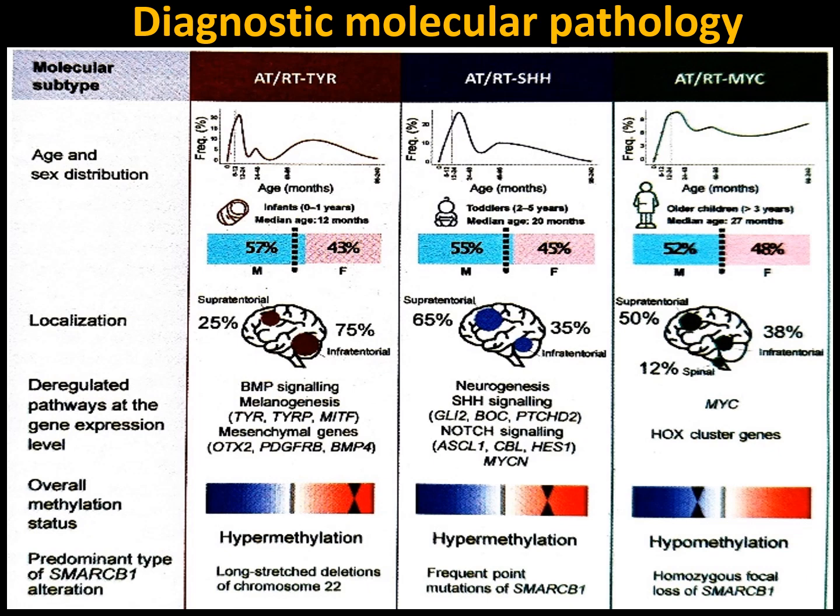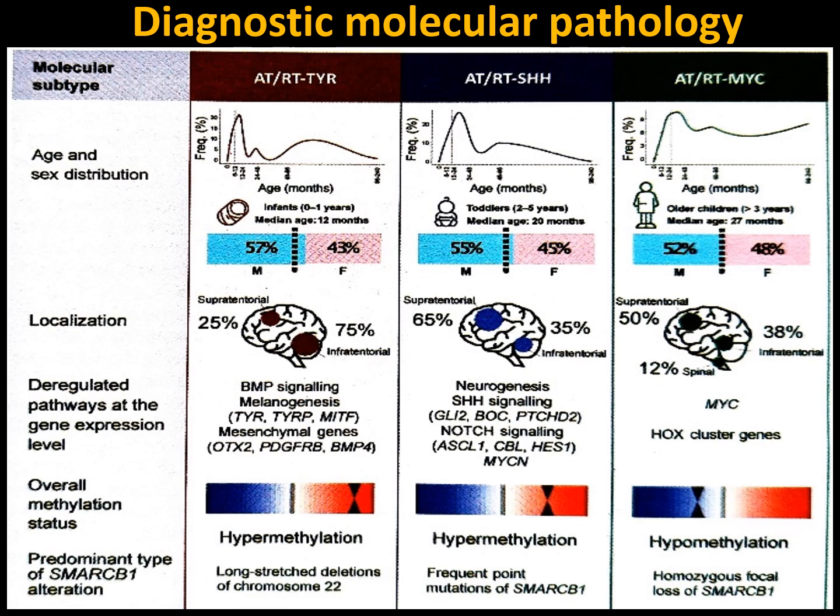So the subgroups are as follows: ATRT-TYR, which shows overexpression of tyrosinase, in patients of a younger age group, the median age being 12 months. The majority present with an infratentorial location, with whole or partial loss of one copy of chromosome 22 accompanied by a point mutation in SMARCB1 on the other allele.